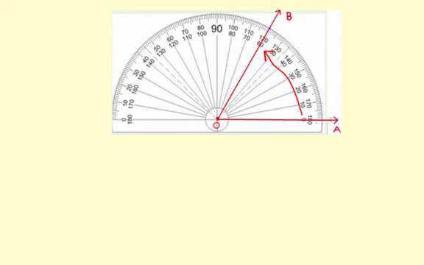So how do you tell whether to use the numbers on the inside or the outside? You just base it on where you're starting from. If you're starting here, you're starting at 0, you're not starting at 180. And then you just go around the scale until you hit your other ray.